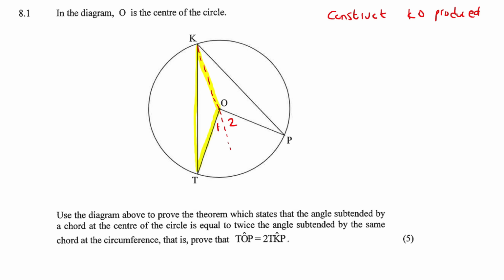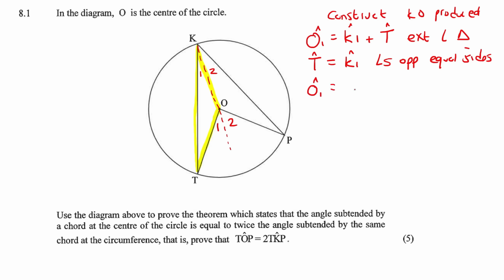We can call this K1 and K2 now. So we can say that angle O1 is equal to K1 plus angle T, and that's because of exterior angle of a triangle. We also know that this and this are the same because they are the radii. That means that these two angles are the same. So angle T is equal to angle K1 because they are the angles opposite equal sides. So then angle O1 is equal to K1 plus K1, and so angle O1 is equal to 2K1.